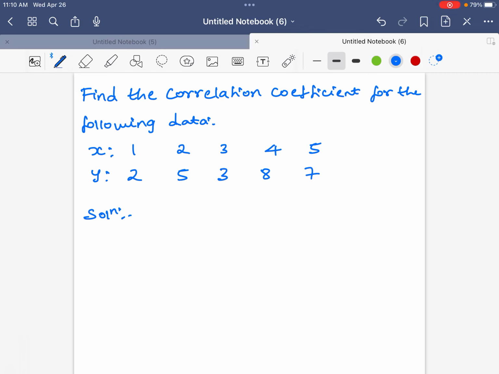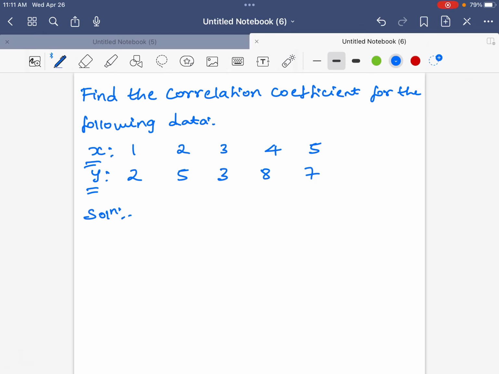In this video we are going to discuss the problems on correlation coefficient. How to find out the correlation coefficient for the following data. Here x is the independent variable and y is the dependent variable.